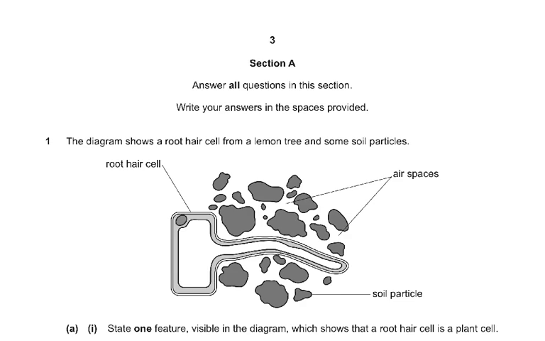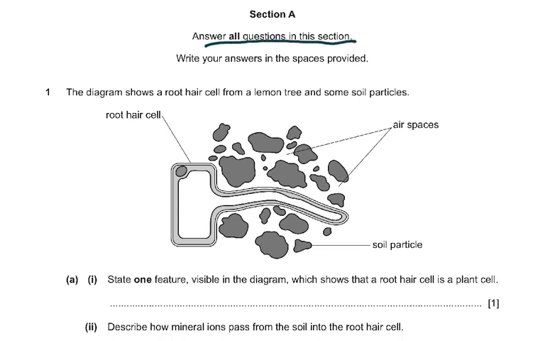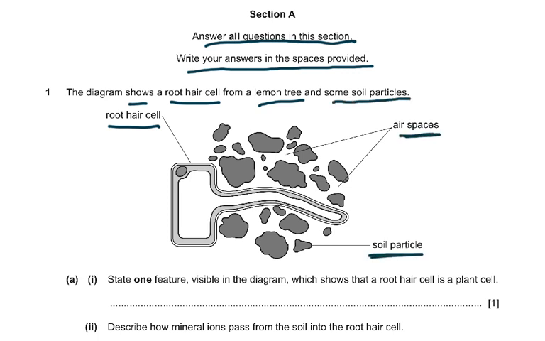Now as we look at the first question, section A is all compulsory and you have to answer all the questions, so there are no choices here, and you write your answers in the spaces provided. The diagram shows a root hair cell. Look at it very carefully, root hair cell from a lemon tree, and some soil particles. So we've got the air spaces and we've got the soil particles, which you can see very clearly.